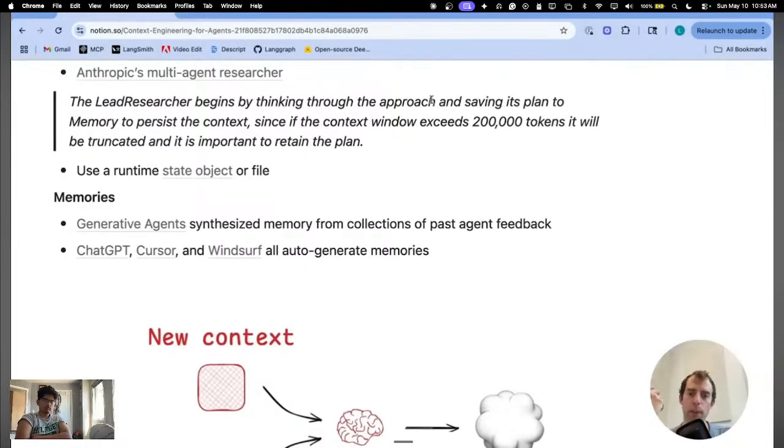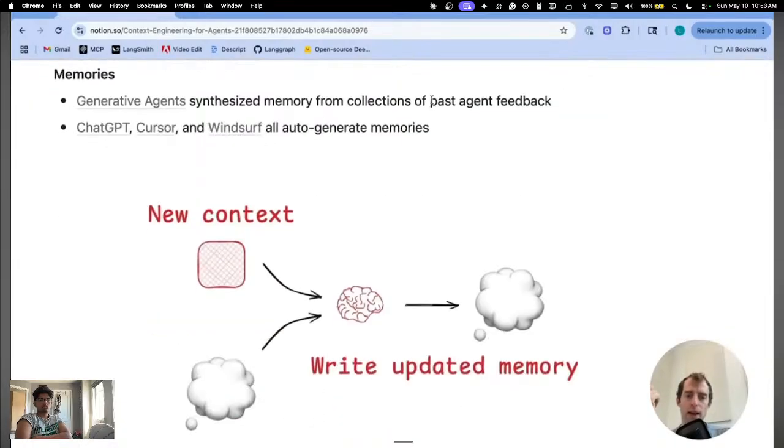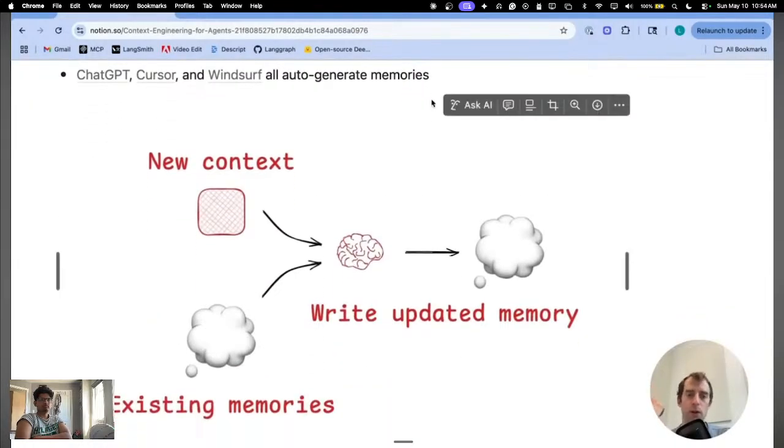There are some fun examples from the literature. Generative agents, for example, synthesize memories from collections of past agent feedback. And you've seen this. ChatGPT has a great memory feature. Cursor and Windsurf also will auto-generate memories based on user-agent interactions. So this pattern is certainly emerging with popular AI products. And again, the intuition is pretty clear here. You have some new context, you have some existing memories, and you can update memories with new information dynamically as the agent is interacting with the user.